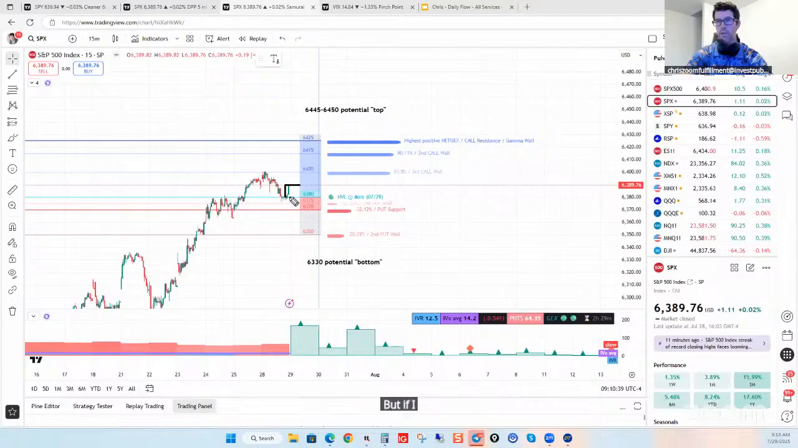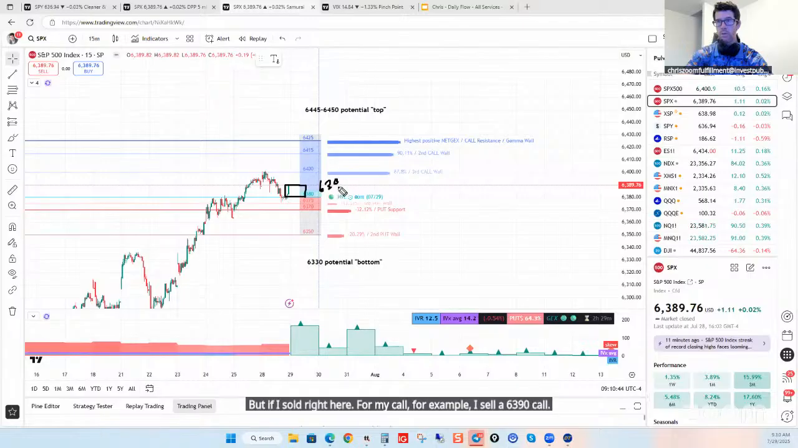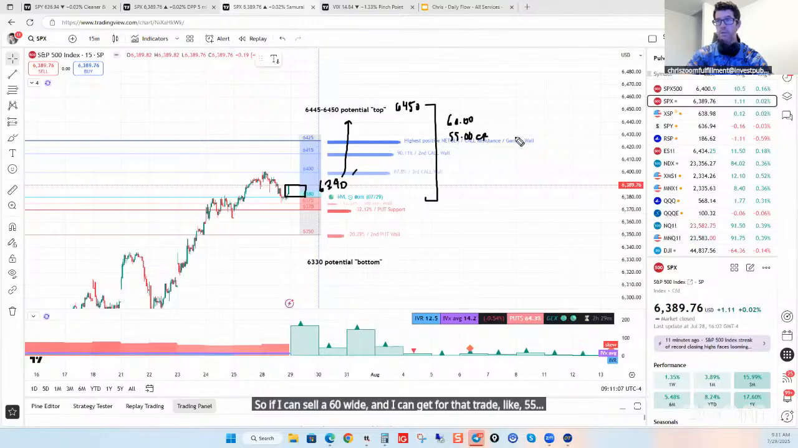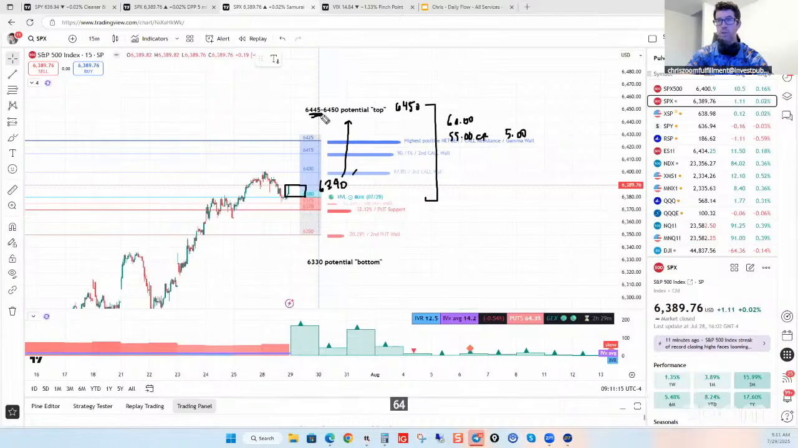But if I sold right here for my call, for example, I sell a 63.90 call. And then on my put side, I sell a 64.50. What's the spread there? That's a 60 wide spread, right? 63.90, 64.50, that's 60 wide. So if I can sell a 60 wide and get for that trade like a $55 credit, that means I'm risking $5. And as long as price stays below 64.45, I make every dollar to the downside.